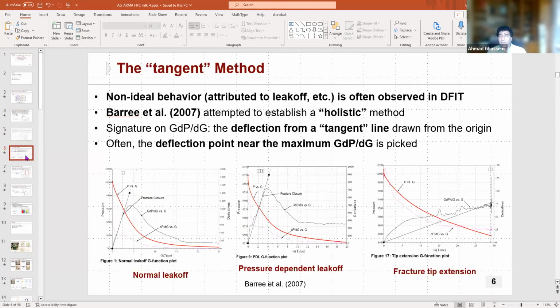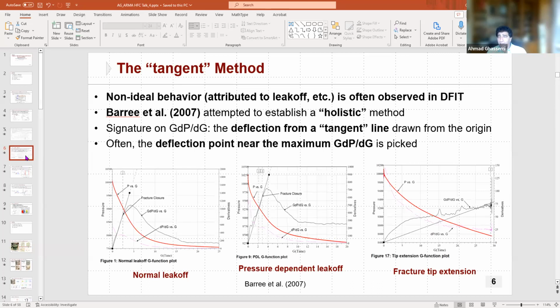There are many different techniques to extract the closure pressure nowadays, and a lot of that is rooted in the fact that there are non-ideal behaviors that are observed from field tests. The normal behavior being just a normal constant Carter-Leacoff response with constant compliance, as shown on the left. And of course, there are situations where there are natural fractures present, so the concept of pressure-dependent Leacoff has been introduced, fracture tip extension, all of these to account for unexpected pressure transient responses.